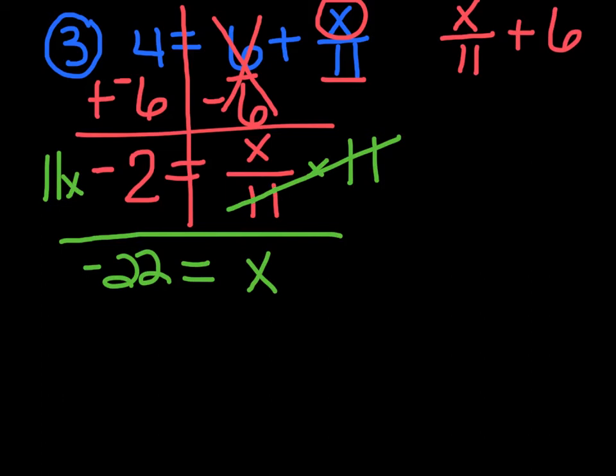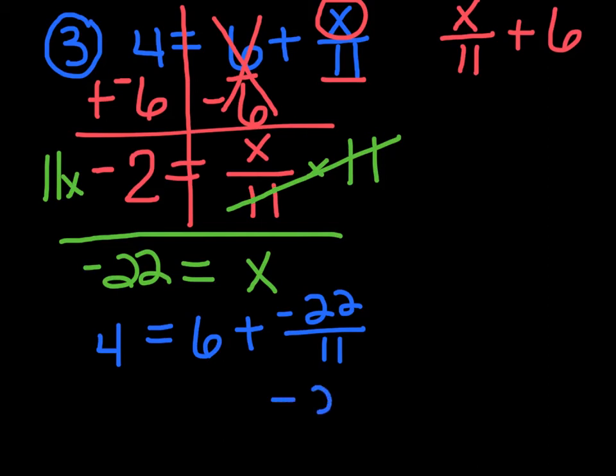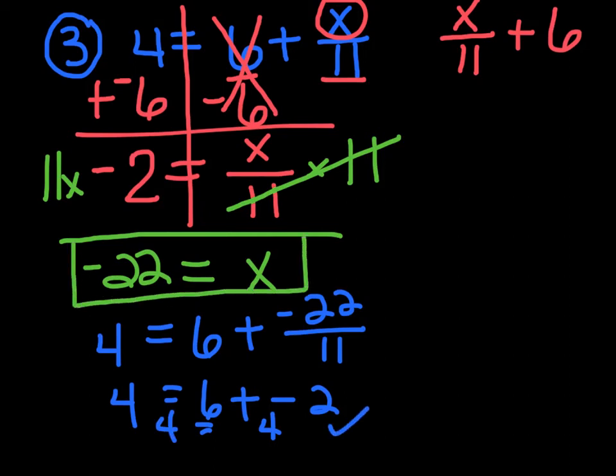Plug it in and check. Make sure that you get your answers right. So that would mean that 4 is equal to 6 plus negative 22 divided by 11. If you're looking at this like an order of operations problem, you would divide first. Negative 22 divided by 11 is negative 2. 6 plus negative 2, you're adding opposites, so you subtract. That would be a positive 4, and that is in fact equivalent, so you know that this solution of x equals negative 22 is true.